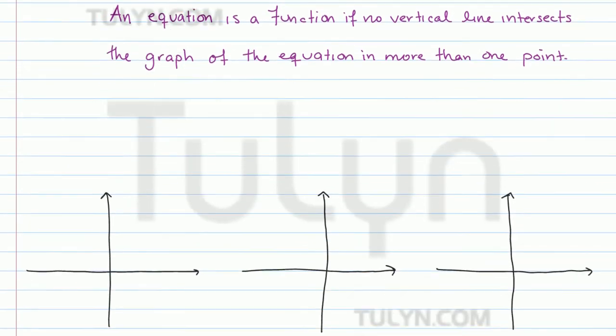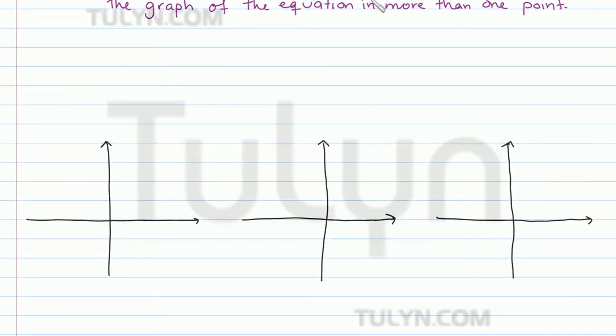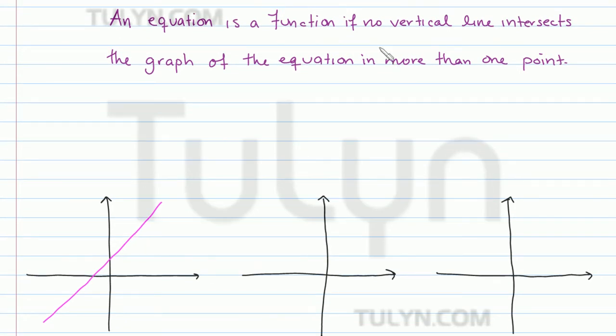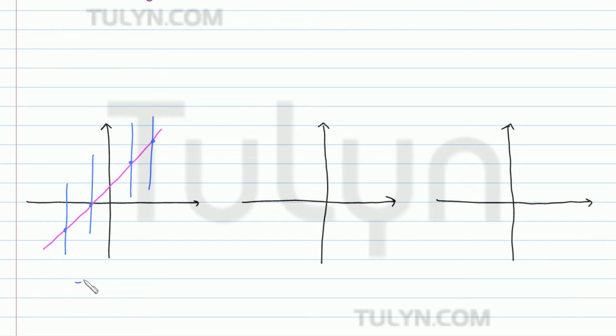So let's look at some examples to see how this works. Say we're talking about a line that looks like that. What we want to assess in the vertical line test is that no vertical line intersects the graph of the equation in more than one place. So notice that if we draw any vertical line, it's only going to intersect the graph in one place. Since this is the case, this line is the graph of a function.